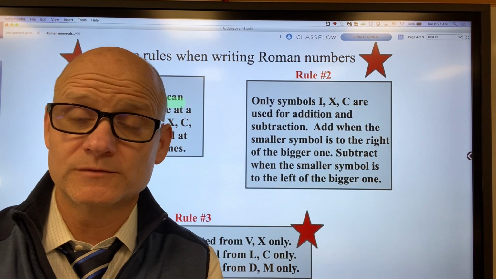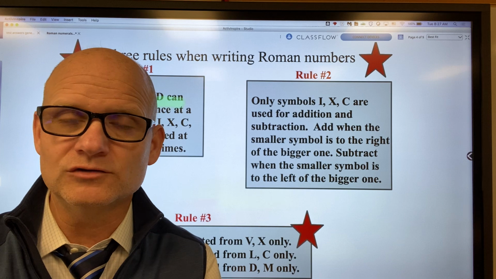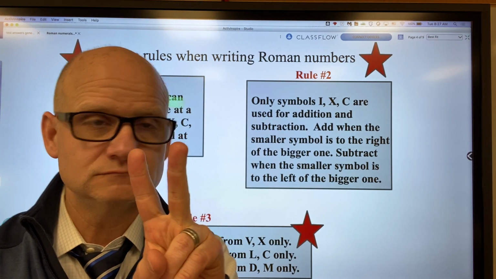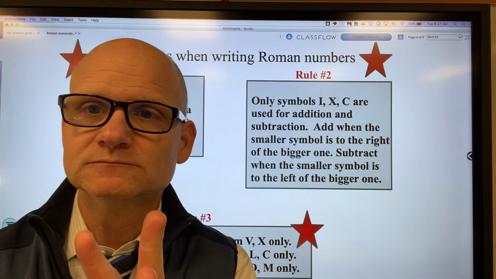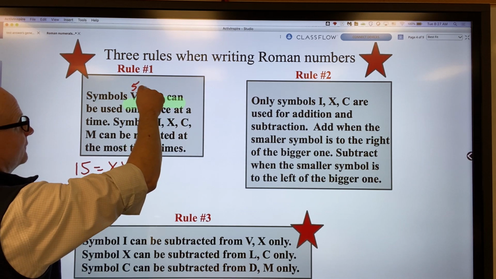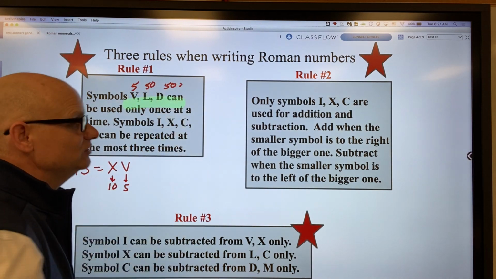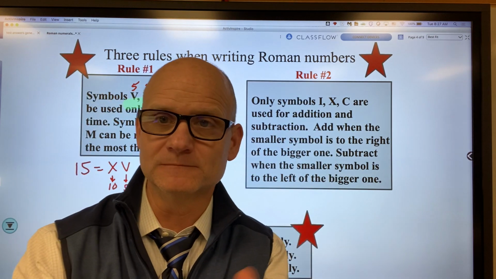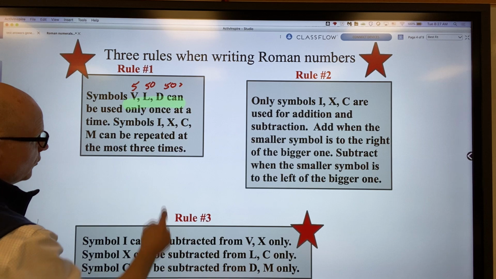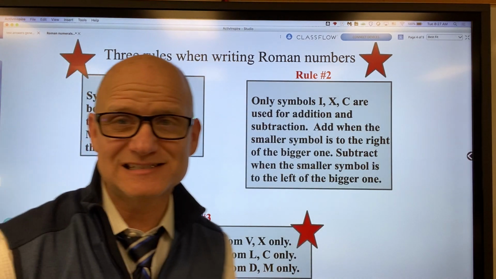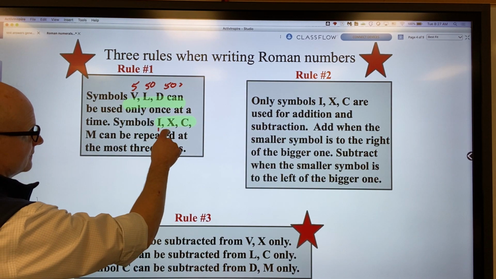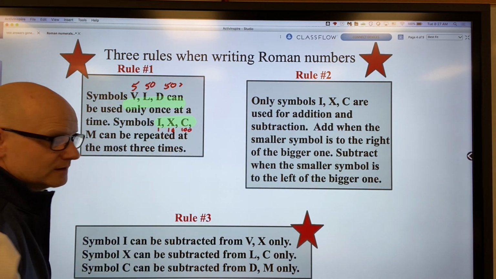So with the Romans, you can only use V or L or D once in a number. Notice, what do they all have in common? 5. That's 5, that's 50, that's 500. You can only use those once when you write a number. Likewise, you can only use at the most I, X, and C 3 times when you write a number. So what do these have in common? That's 1, that's 10, that's 100, okay? But you can only use them 3 times.